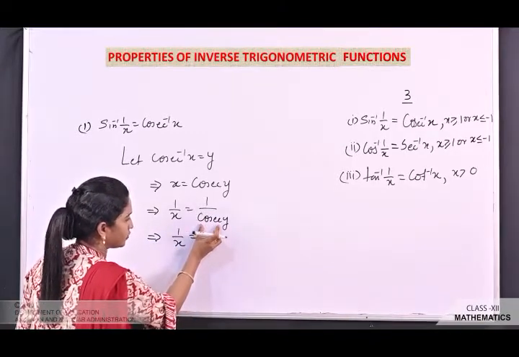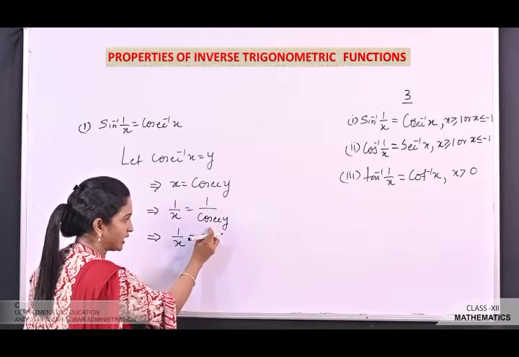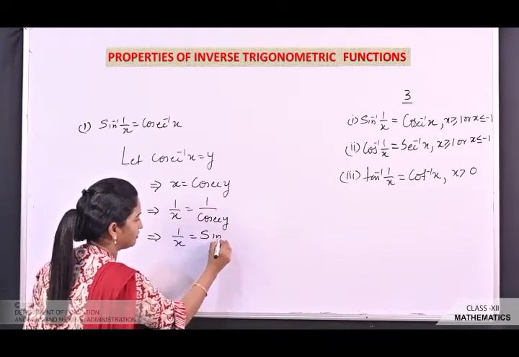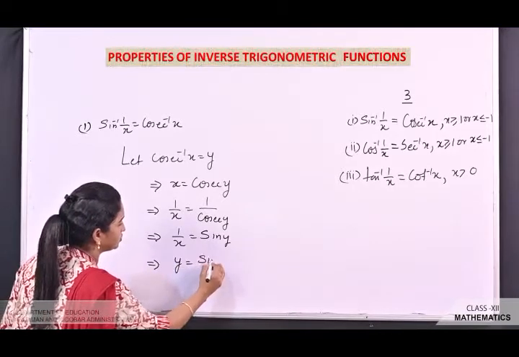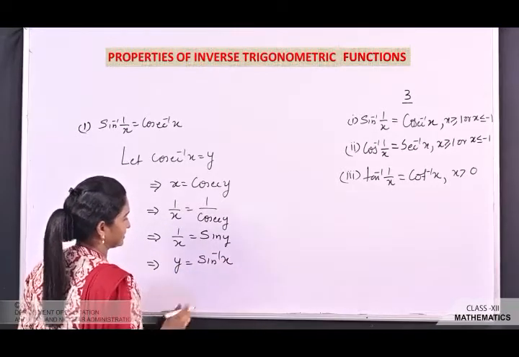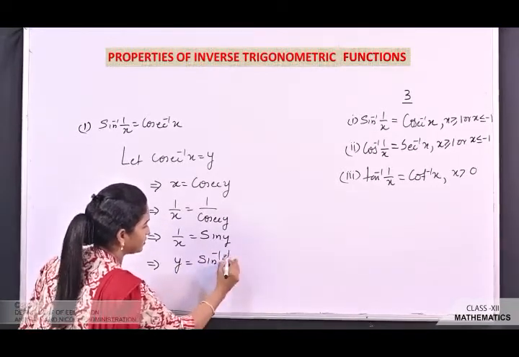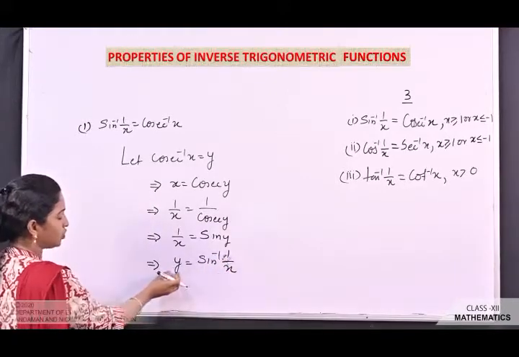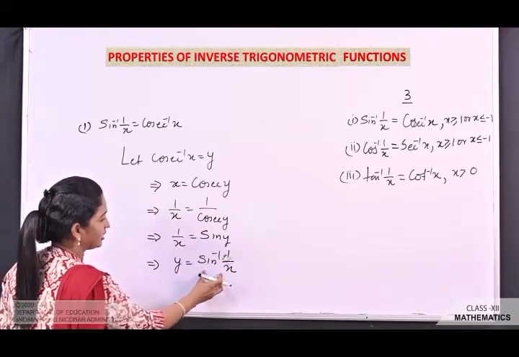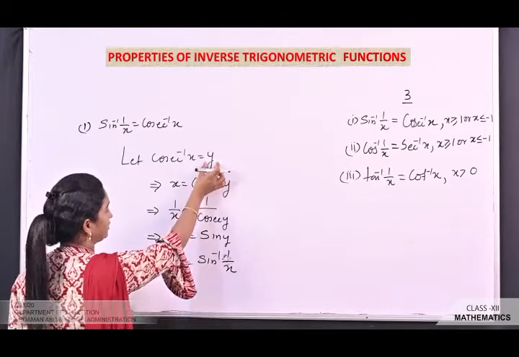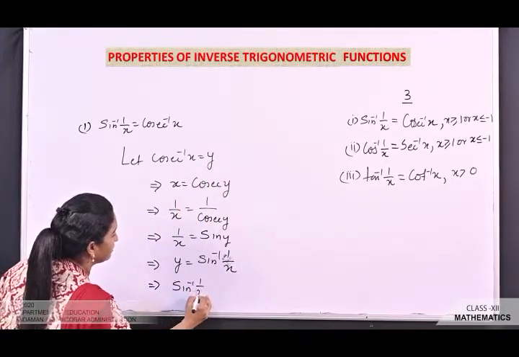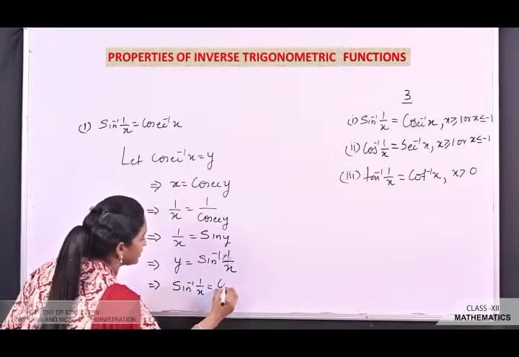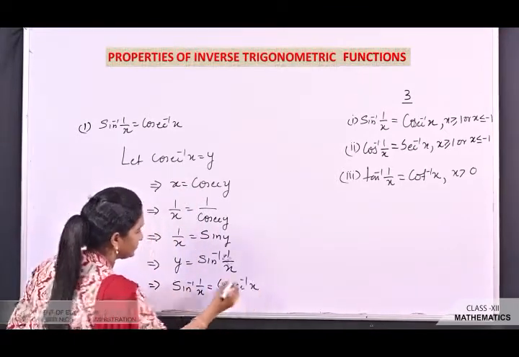What is the value of cosec y in terms of sine? It is 1 by sin y. So you're getting sin y here. That implies y will be is equal to sin inverse 1 by x. So you got the value of y as sin inverse 1 by x. If you substitute here, you're going to get the formula as sin inverse 1 by x is equal to cosec inverse x. I hope it's clear.